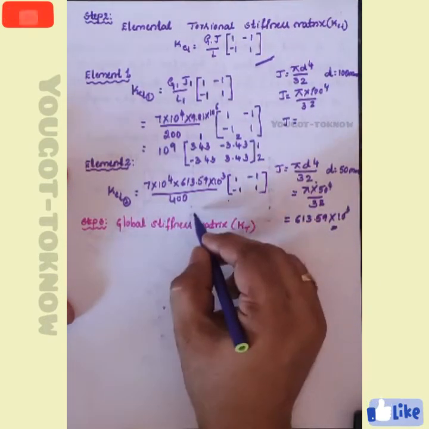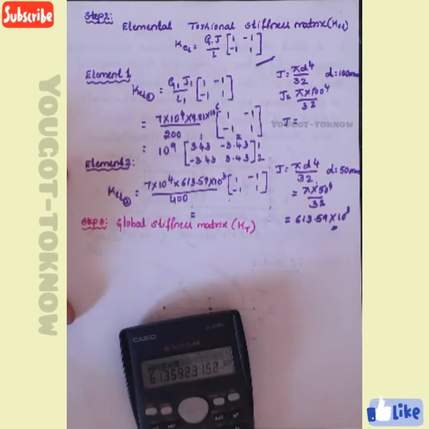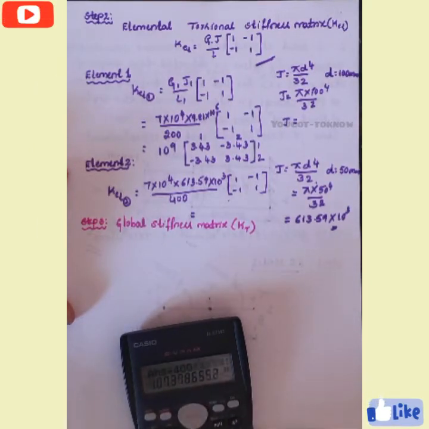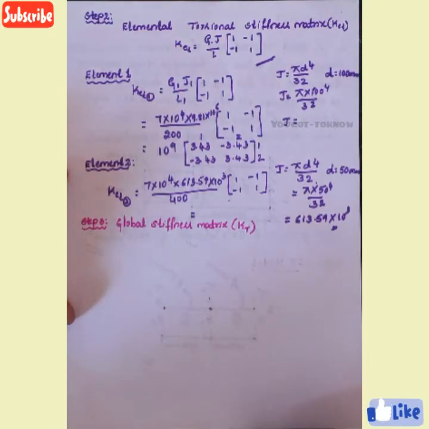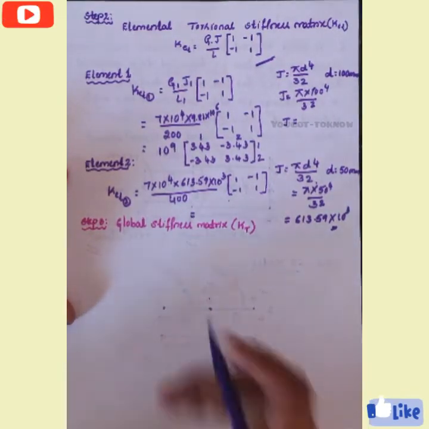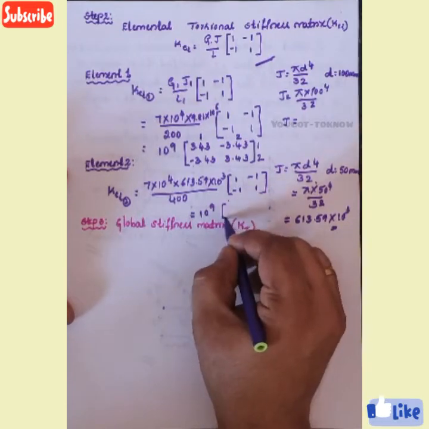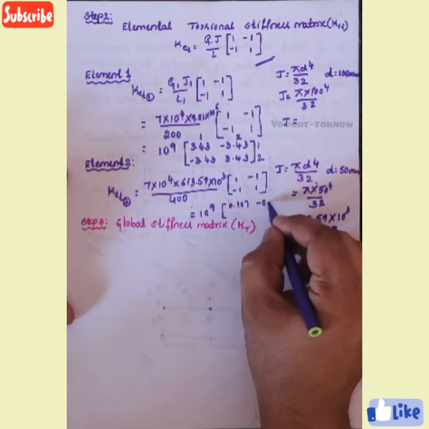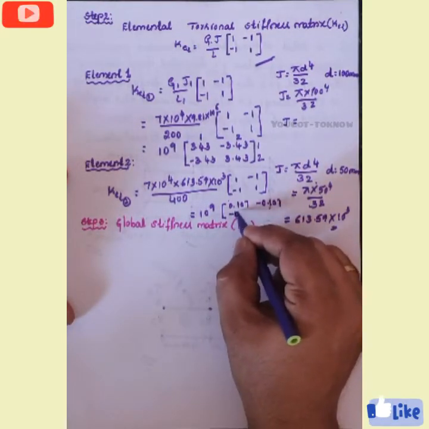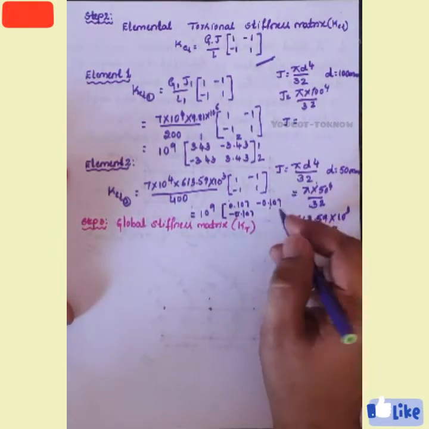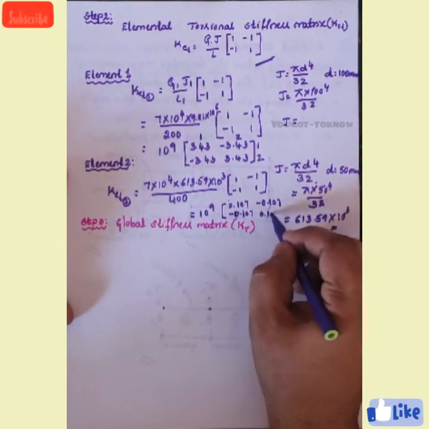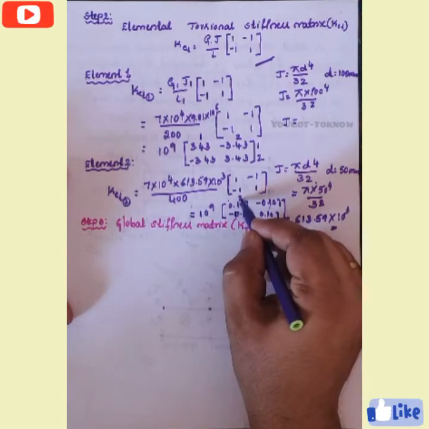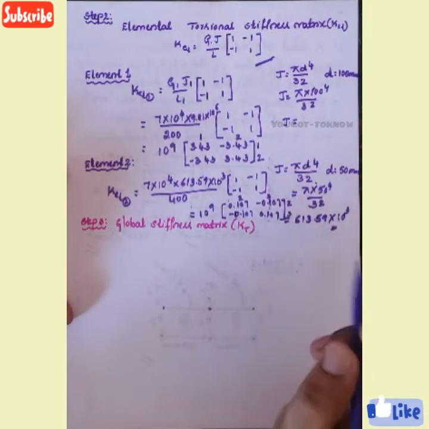If you calculate it, you are going to get the second element matrix. That is 613.59 into 10 power 3 into 7 into 10 power 4 divided by 400. You are going to get 10 power 9 into 0.107, minus 0.107, minus 0.107, and 0.107. This is element number 2, with nodes 2, 3, 2, 3.